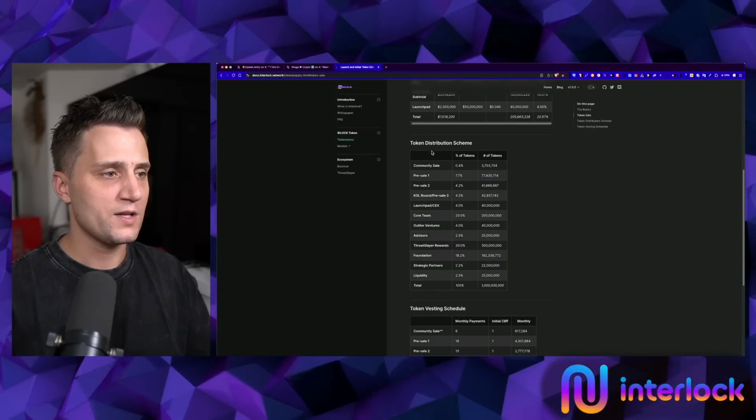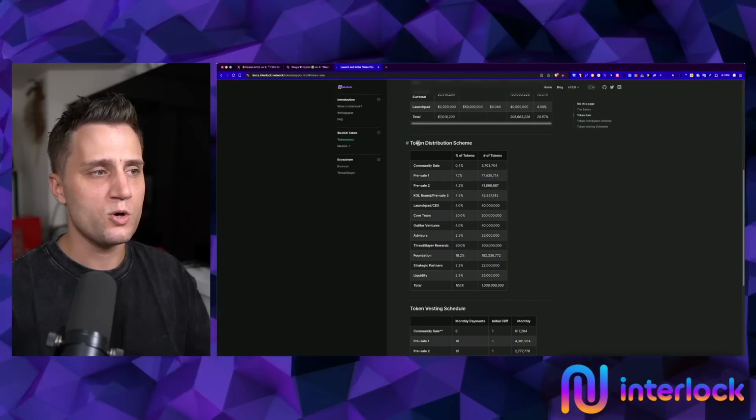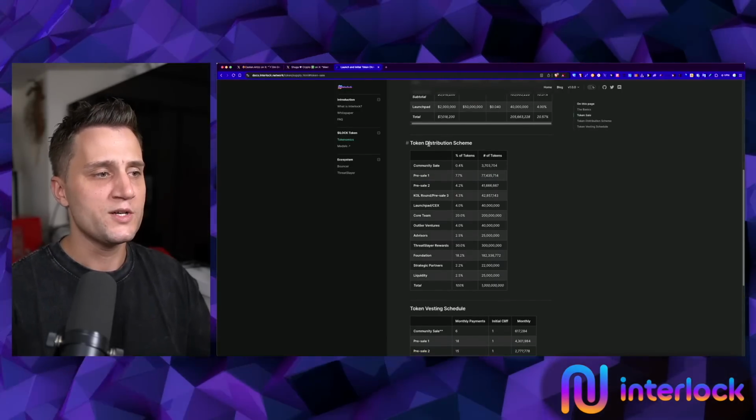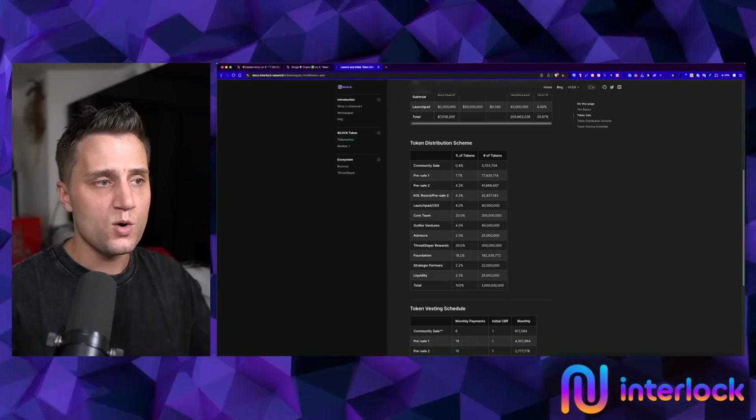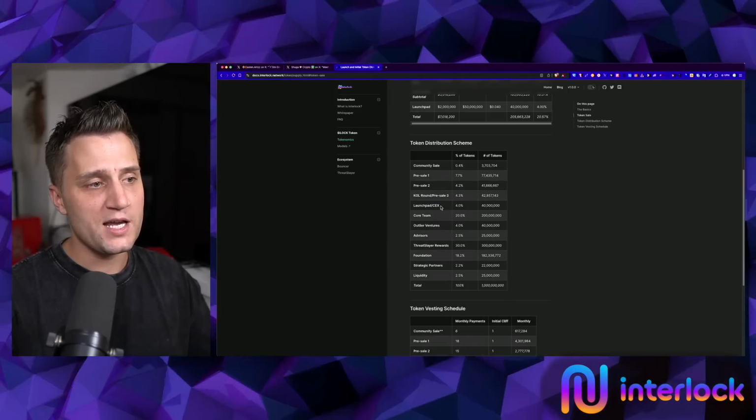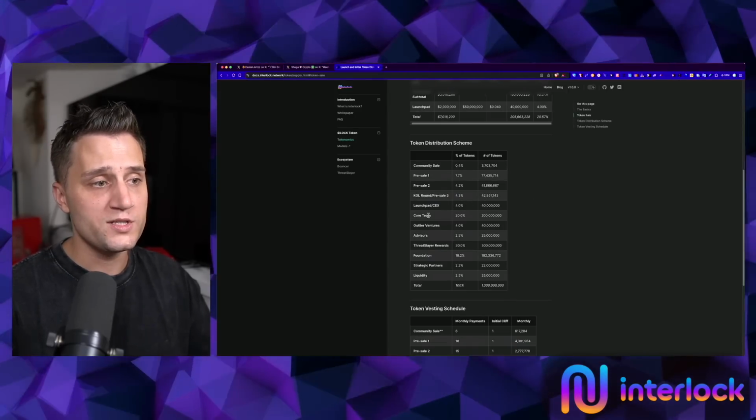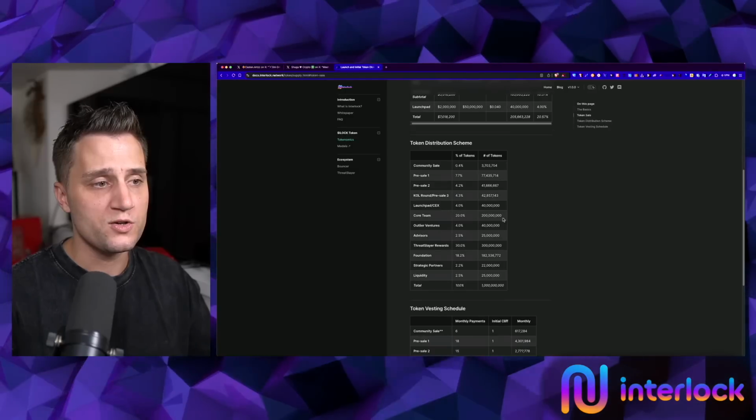Now, if you look down here, the total token distribution scheme, this is really important to pay attention to. The community sale, 0.4% at around 4 million tokens. So a very small amount for the community sale. Pre-sale 1 was 77 million. Pre-sale 2 was 40 million. KOL round pre-sale was 4.3% or 42 million. Launchpad, 4% or 40 million. Core team is 20% or 200 million.